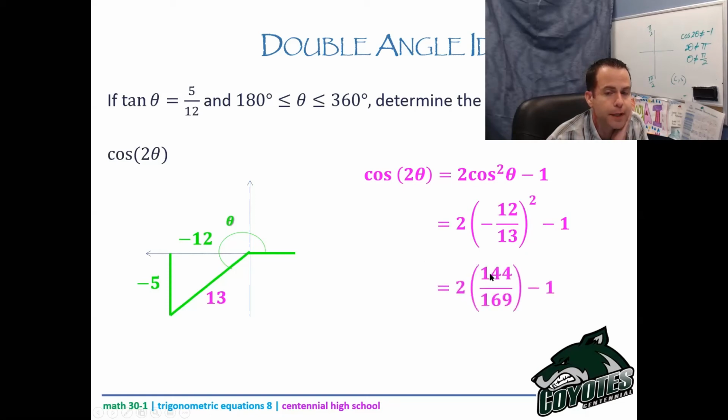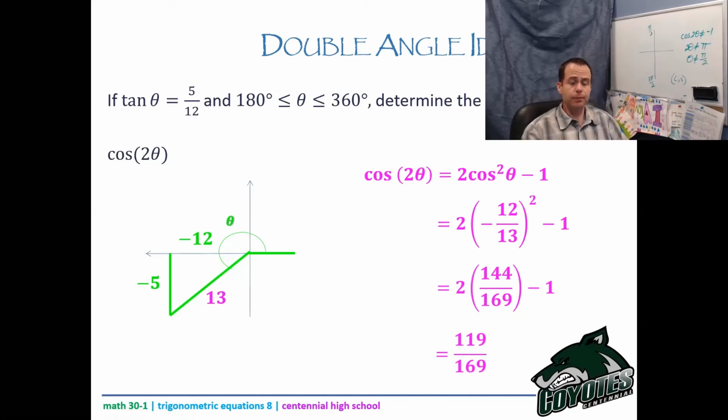Then I'll multiply that by 2. So that ends up being 288. And then I subtract 1. Now, if you're trying to do that in your head, you're just going to call that 1 169 over 169. So you're looking at 288 minus 169. Or if you want to use a calculator, that's fine too. You should end up with 119 over 169. Okay, 119 over 169.